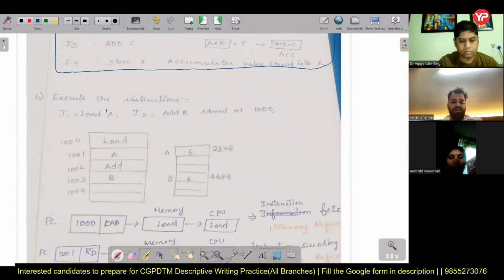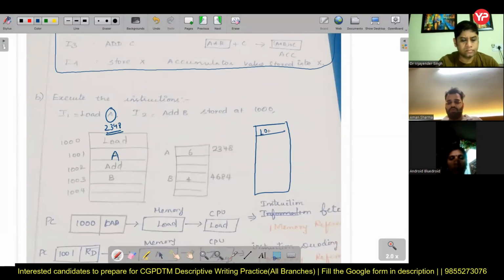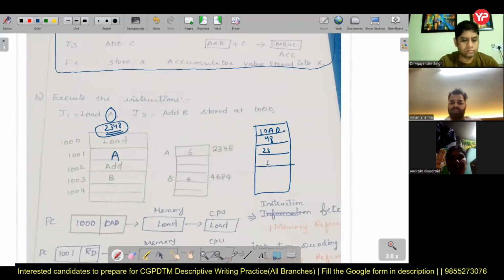After that, the address of A is given to you as 2348. When the instruction is stored, it will not store A in the location. The memory mapping will be done like this: load, 48 and 23. Now 48 and 23 will be stored in the opposite way because we use little endian. Then we will have add, and then for B we have 86, 84, 46. Now what will happen?